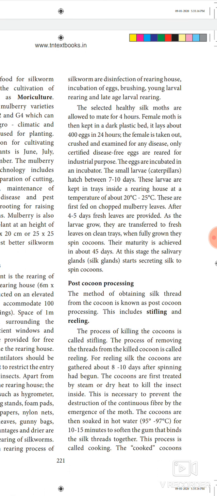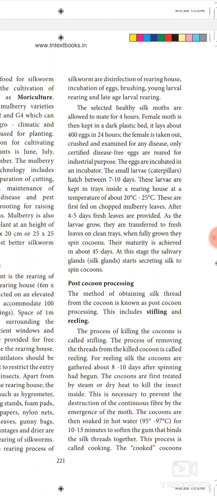The female moth is allowed for the mating process. Then after mating, the female moth is kept in a dark plastic bed. Why? It lays the eggs, about 400 eggs in 24 hours. Then the female is taken out, crushed and examined for any disease. Only the disease-free eggs are allowed for industrial purposes, so that examination will be held.